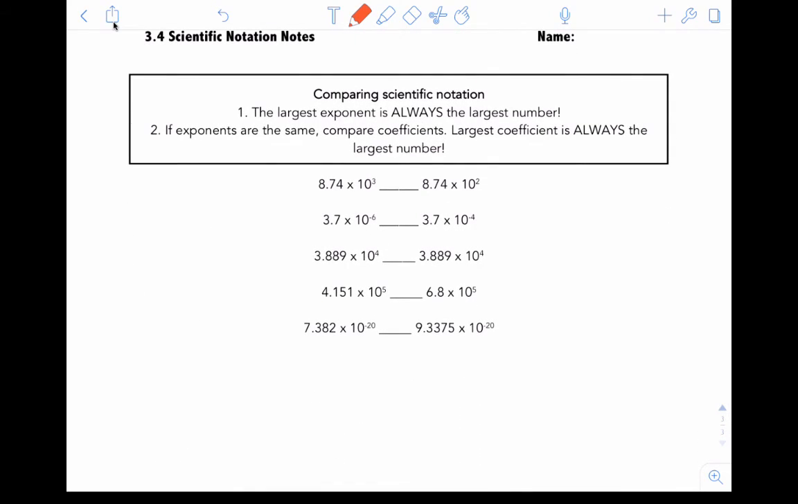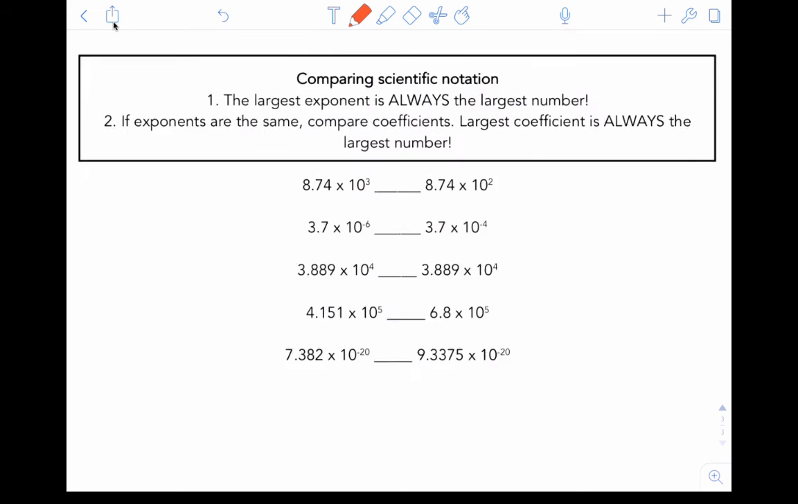Okay, the last thing we're doing is comparing scientific notation. So the number one thing you need to look for when you're comparing numbers that are written in scientific notation is the exponent. The largest exponent is always going to be the largest number. If the exponents are the same, then you can compare the coefficients. And so then the largest coefficient will be the largest number. But first you need to look at your exponent.